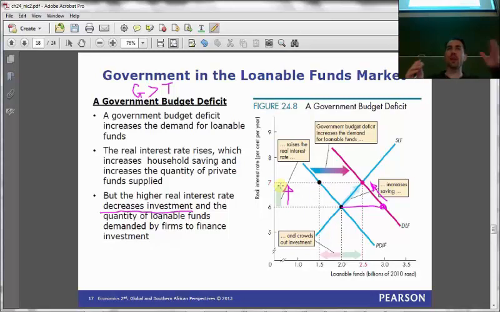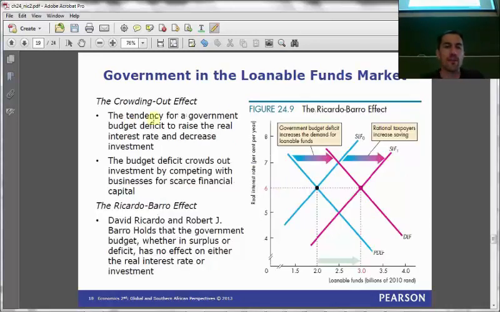So the government spending pushes the investment spending out by making interest rates go higher. When it pushes the investment spending out of the market, then we call that crowding out. So the crowding out effect is the tendency for a government budget deficit to raise the real interest rate and decrease investment. The budget deficit crowds out investment by competing with businesses for scarce financial capital. Okay?